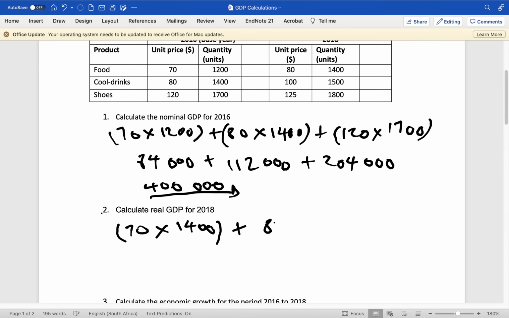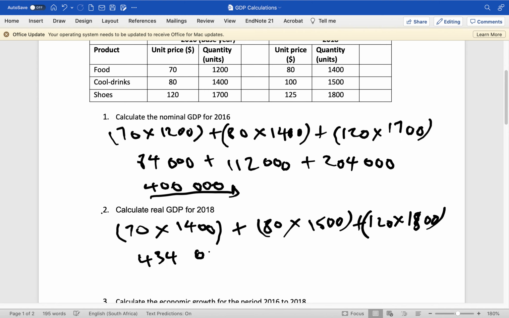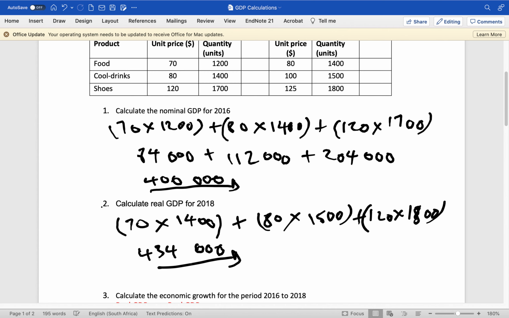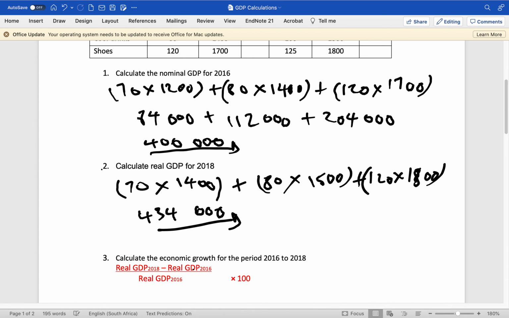So plus 80 times 1500, plus 120 times 1800. Okay. So your final answer in this example should be 434,000. Okay. I hope so far everything is just clear, right?